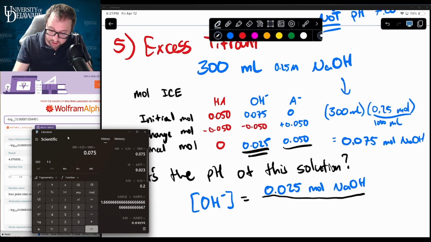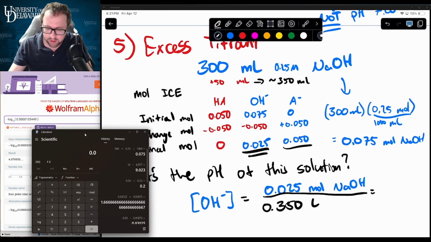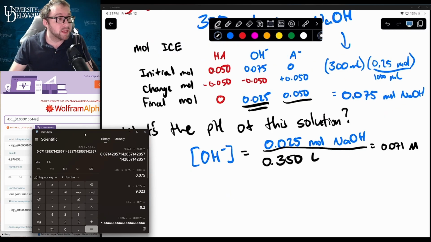moles in the volume. And again, we always want to keep in mind our volume is changing, right? So if we add 300 milliliters plus 50 milliliters, that gives us approximately 350 milliliters of volume. All right, so we take our 0.025 divided by 0.35, and we have a 0.071 molar OH minus solution. Now we just want to know, what's the pH of that? Well, we take the negative log of that, we subtract it from 14.